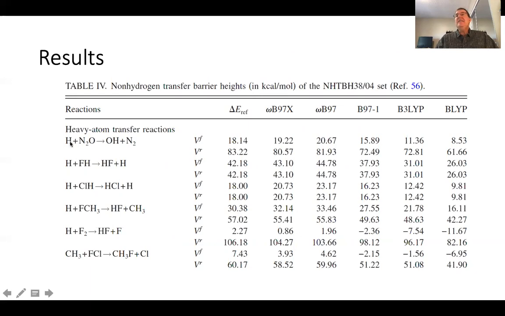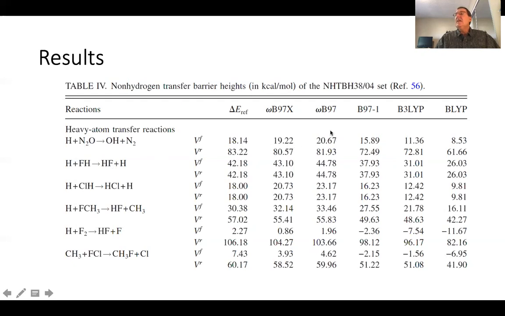So here you've got H coming up to N2O and pulling off an oxygen. Here you have H coming up to HF and pulling off a fluorine, and so on down here. And I'll only focus on a couple. So here's the reference barrier height. Here's omega B97X. That's pretty good.